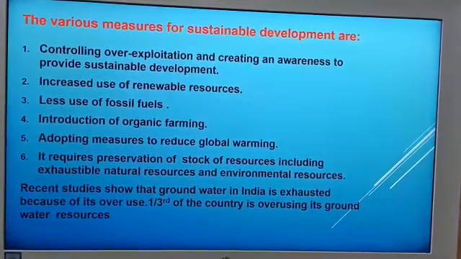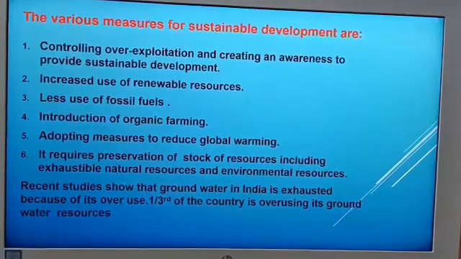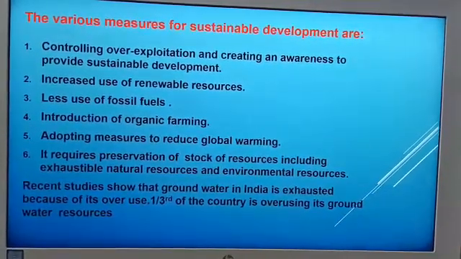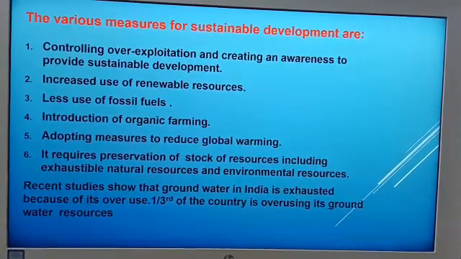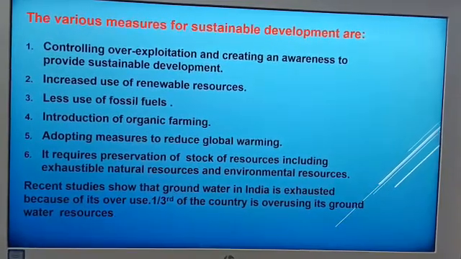Recent studies show that groundwater in India is exhausted because of its overuse. 1/3 of the country is overusing its groundwater resources. Is there any relation between environmental degradation and economic development? Yes. Our mismanagement of natural resources will lead to environmental degradation that is not confined to national or state boundary, because its consequences have been felt in the surrounding states or surrounding countries or sometimes globally.